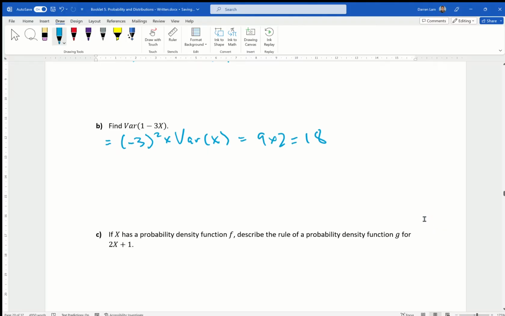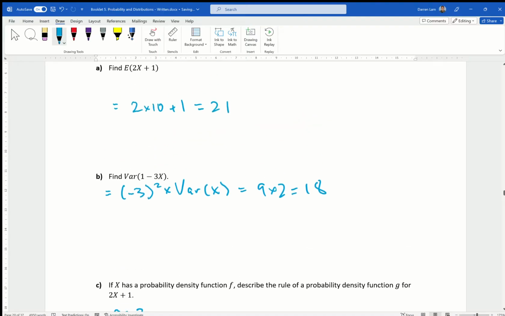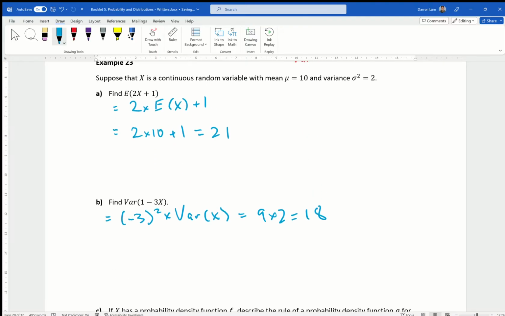If x has a probability density function f, describe the rule of a PDF, I'm just going to abbreviate it, PDF g for 2x plus 1. We define it: a equals 2, b equals 1. Oh, apologies, I forgot to mention earlier. The reason why variance of x is 2 is because the variance of x equals sigma squared. Or if you square root both sides, the square root of variance is sigma. So I've just put that number back in.